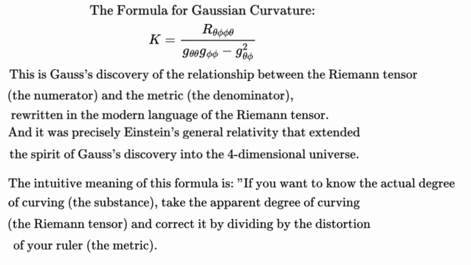The formula for Gaussian curvature. This is Gauss's discovery of the relationship between the Riemann tensor, the numerator, and the metric, the denominator, rewritten in the modern language of the Riemann tensor. And it was precisely Einstein's general relativity that extended the spirit of Gauss's discovery into the four-dimensional universe. The intuitive meaning of this formula is, if you want to know the actual degree of curving, the substance, take the apparent degree of curving, the Riemann tensor, and correct it by dividing by the distortion of your ruler, the metric.